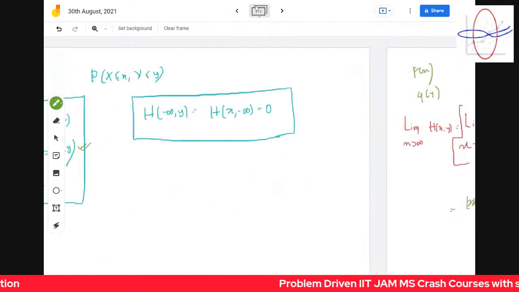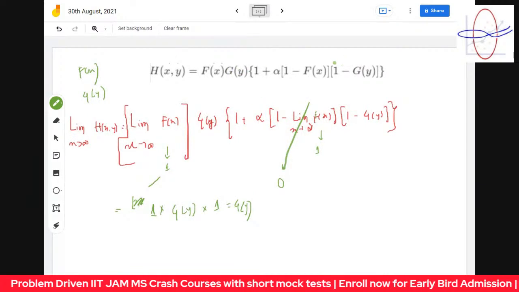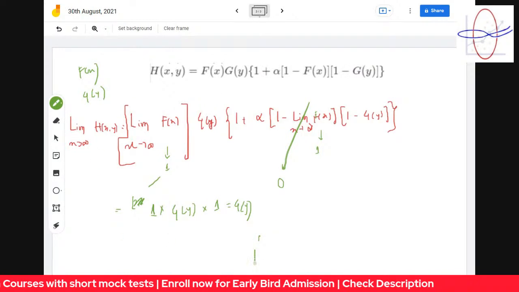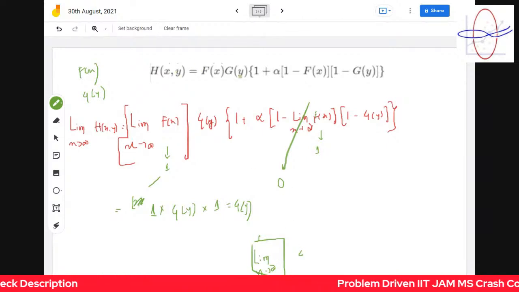Similarly, the limit as y tends to infinity is a homework. It's very easy. It's exactly similar, since it's symmetric in F_X and G_Y in some sense. So you just take the limit as y tends to infinity for the G of y part, and you get 1 over here and you get F of x.